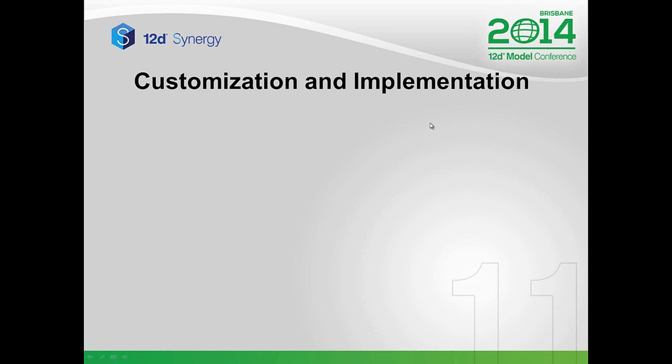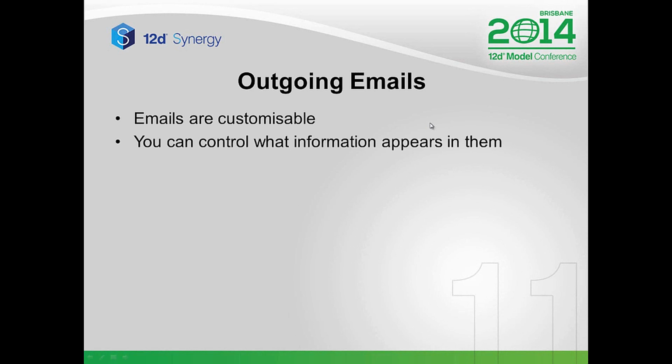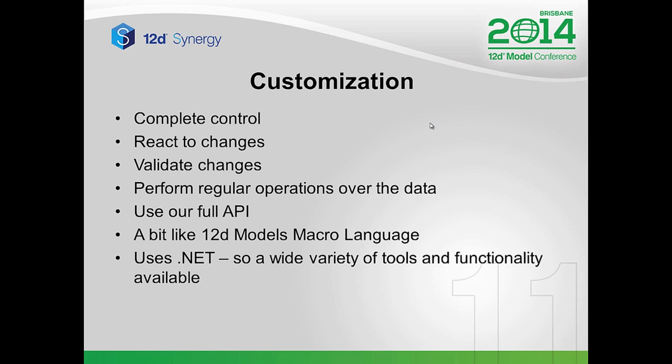I'm now going to talk very briefly about customization and implementation of 12D Synergy. It's important to realize, first of all, that all outgoing emails are customizable, so you can brand them however you need, and you can control what information appears in them. So if you need extra information about your own internal processes, they can all appear within your emails to make sure people are kept up to date about the information they need to know.